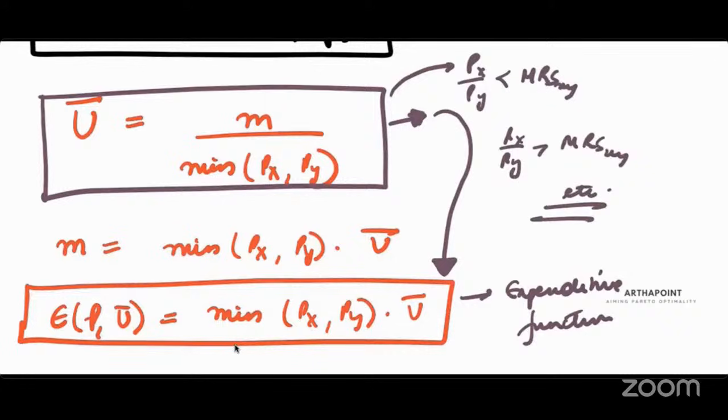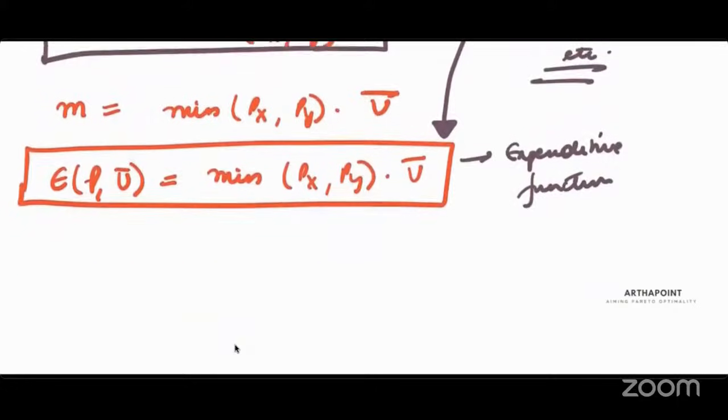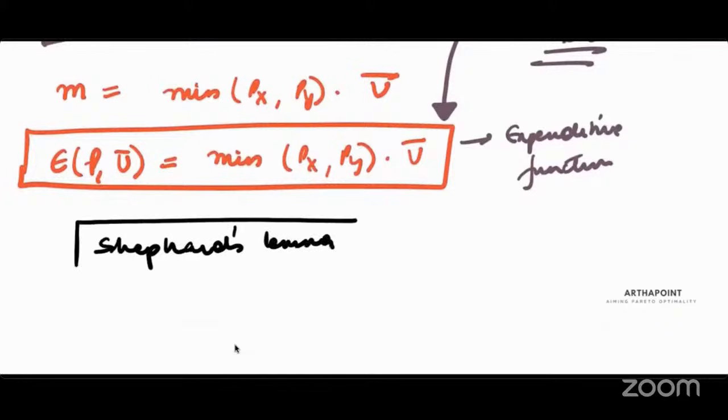Now, I've got my expenditure function. There is just one last step left. I have to use Shepard's lemma and find out the Hicksian demand function. So I go ahead and I use Shepard's lemma and I find the Hicksian demand function. What is Hicksian demand function? Demand in terms of utility and prices. What is Marshallian demand function? Demand in terms of income and prices.